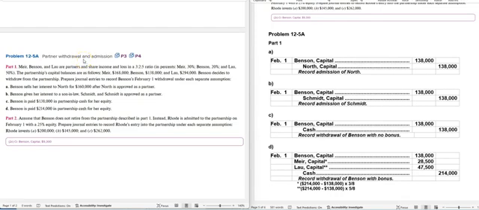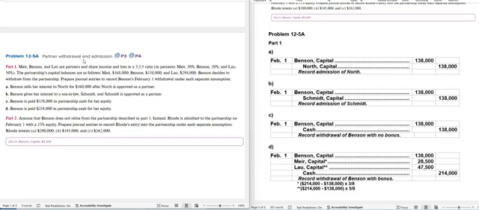All right, let's look at the final area of a partnership. We've looked at the partnership formation. We looked at an example of allocating income in a partnership. Now let's talk about what happens when a partner withdraws from the partnership.